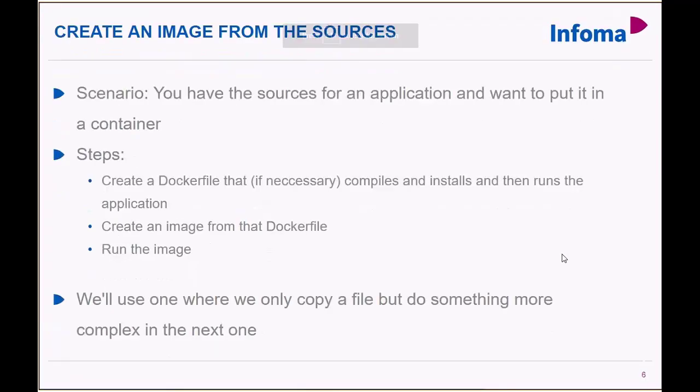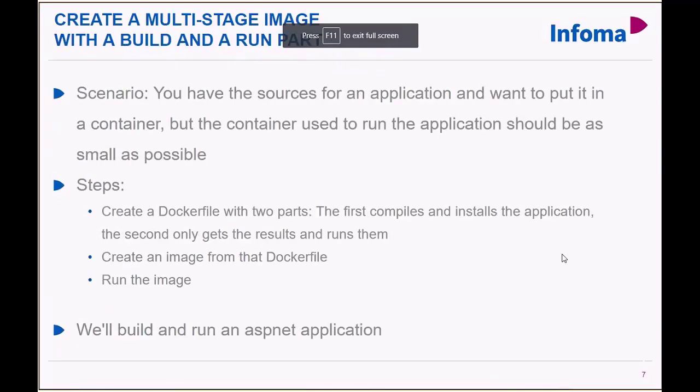Okay, so the next one will be something that's called a multi-stage image. And the use case for that is that you have the sources for an application, you need to compile that, and you want to put the running result inside a container. But the base idea for containers always is to have the minimum amount of things that you need inside of that container. So the image that will actually run our application should be as small as possible. And we can achieve that by using a multi-stage image.